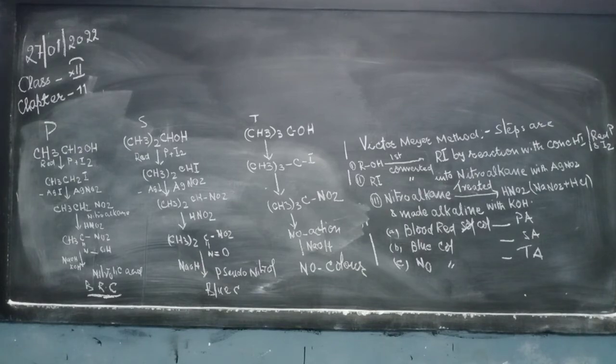The blue color is due to the formation of pseudonitrole, whereas blood red color is due to the formation of nitric acid. Students, I am going to repeat the Lucas test one more time.